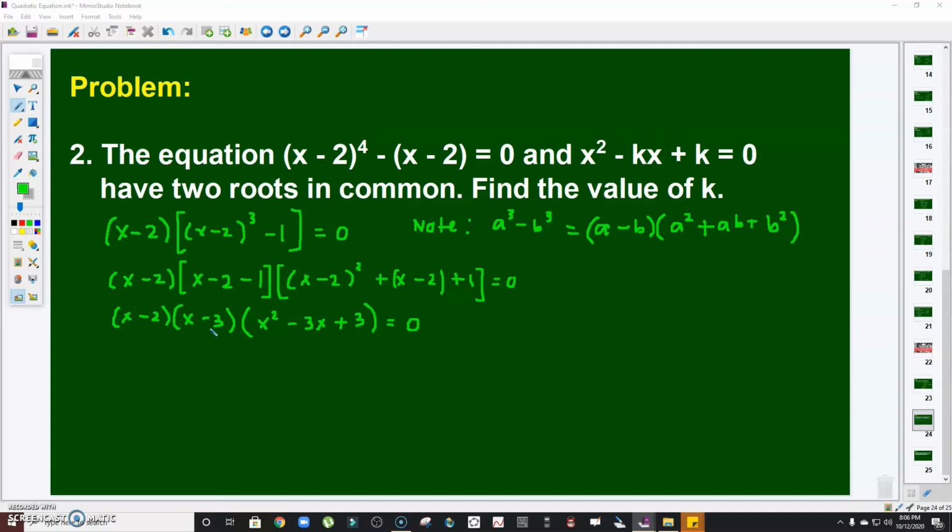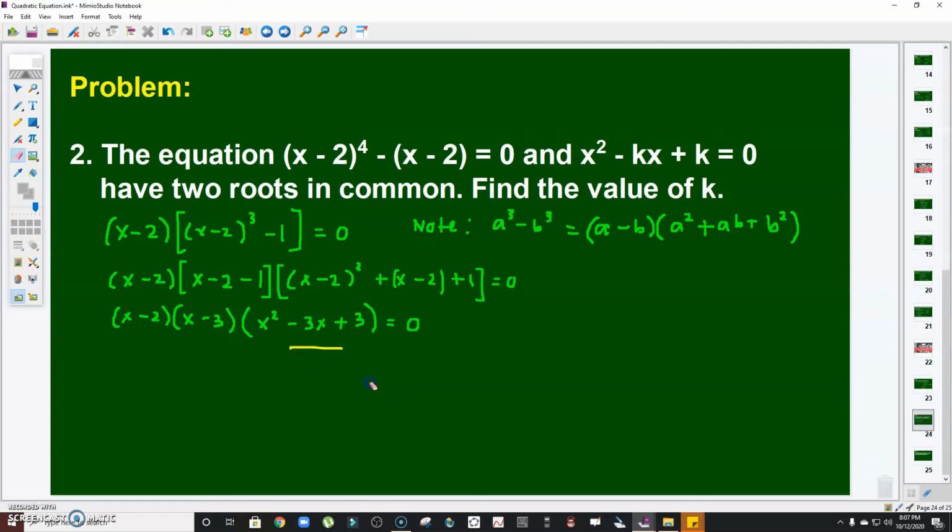Now, the problem says this equation and this equation have two roots in common. So obviously, we have to disregard this one. Why? Because this will not give you real roots. By applying the quadratic formula, that will become 3 plus or minus the square root of b squared, that will become negative 3 squared minus 4ac, all over 2. This will give us 3 plus or minus the square root of negative 3. We know this will not give you real roots. If you use your calculator, the square root of negative 3 will give an error. So therefore, we ignore that.